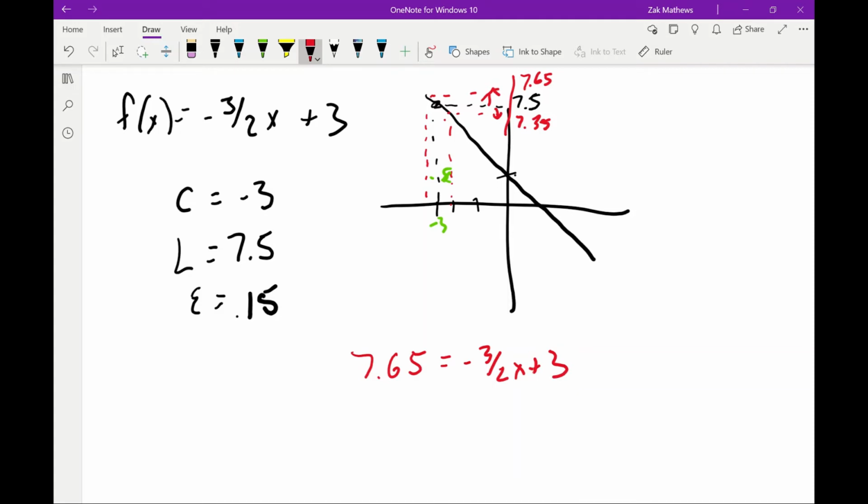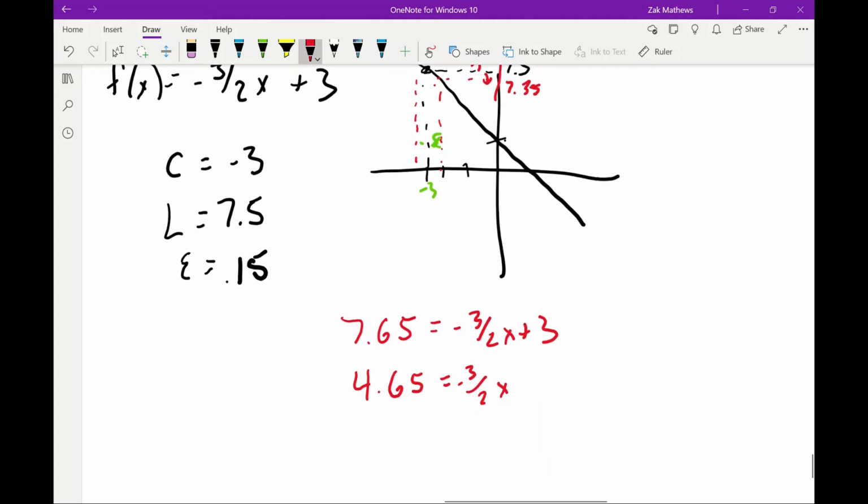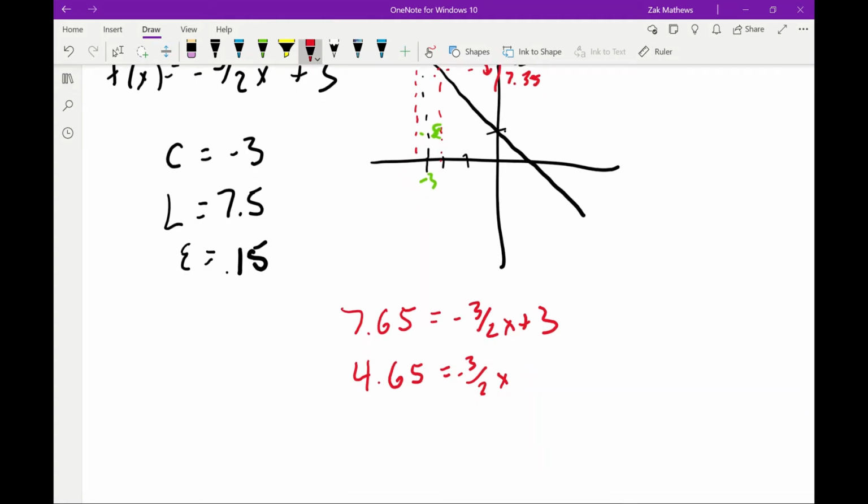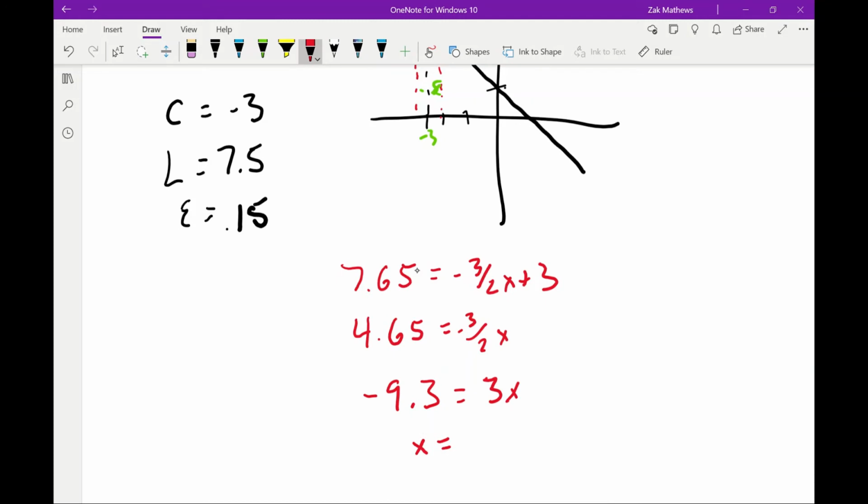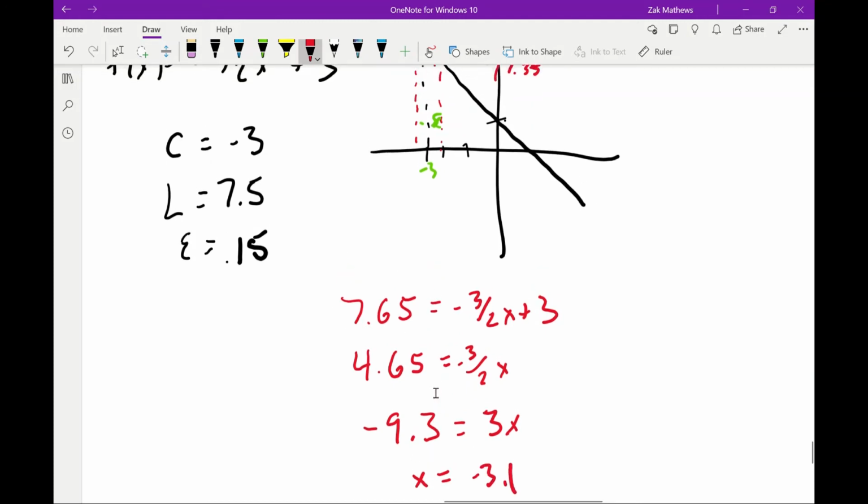I can subtract 3 over. 4.65 equals negative 3/2 x. I need to get rid of the negative, and I need to get rid of the 3/2. So I'm going to multiply by negative 2. That would be negative 9.3 equals 3x, and then I'm going to divide off the 3. You could use a calculator to do this too, and you're going to get negative 3.1. All right, so hold that number for just a second.